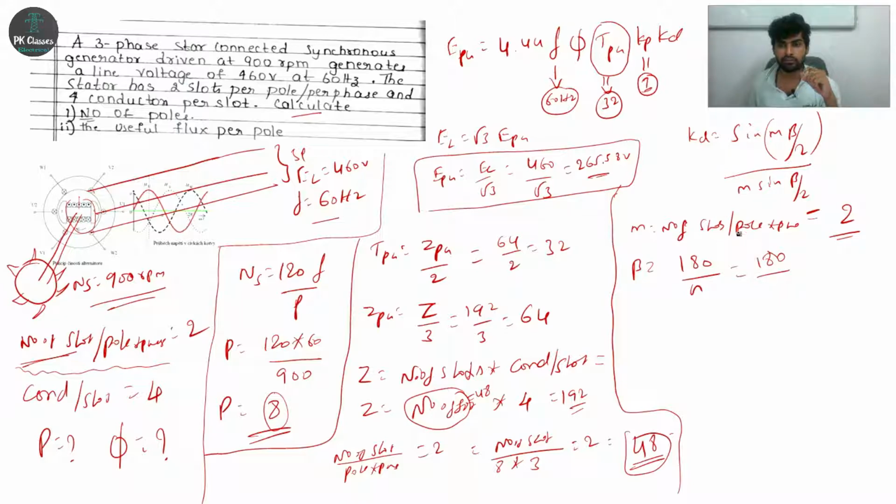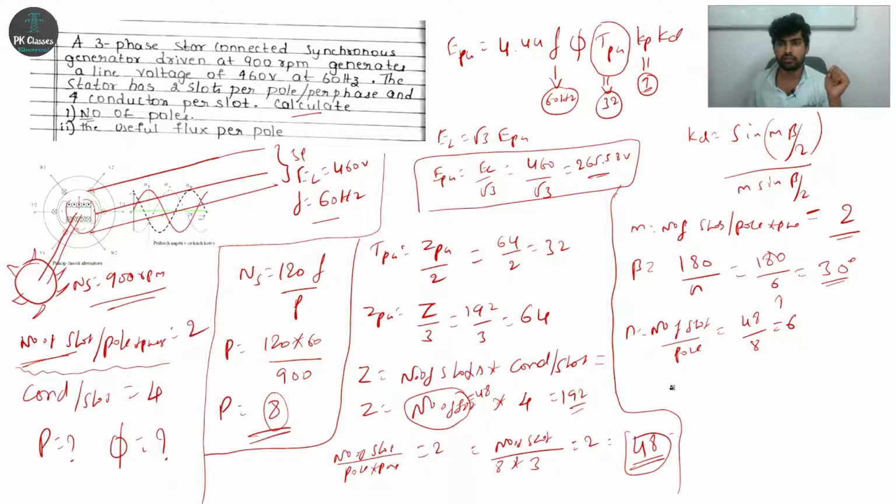Number of slots per pole: how much? 48 slots and 8 poles. So n is equal to the number of slots per pole. Number of slots is 48 divided by 8, which is 6. Just substitute 6 over here and you will get 30 degrees, right?